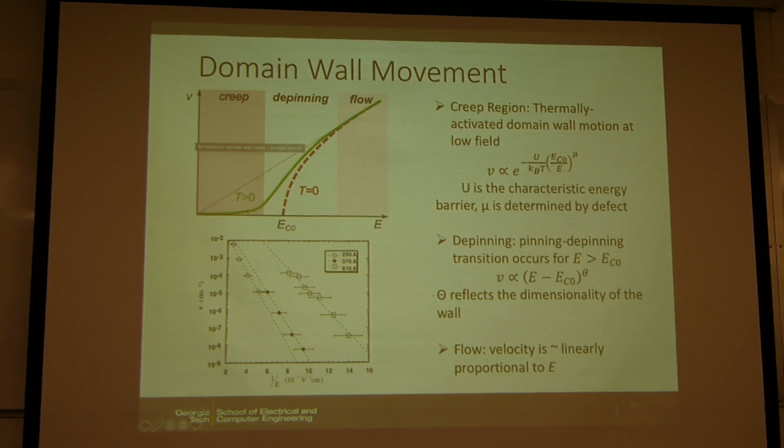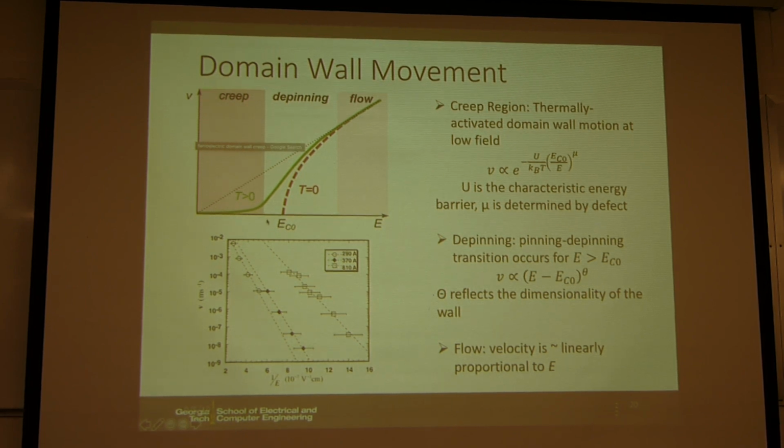At finite temperature, however, you don't have a clear definition of EC0 because the thermal energy will smooth out this transition. As a result, even at electric field lower than EC0, you still have some domain movement, and the velocity is described by this equation here. And this figure shows the fitted curve for this equation.